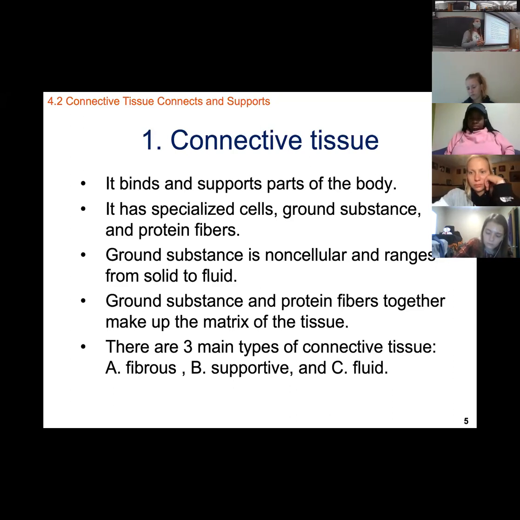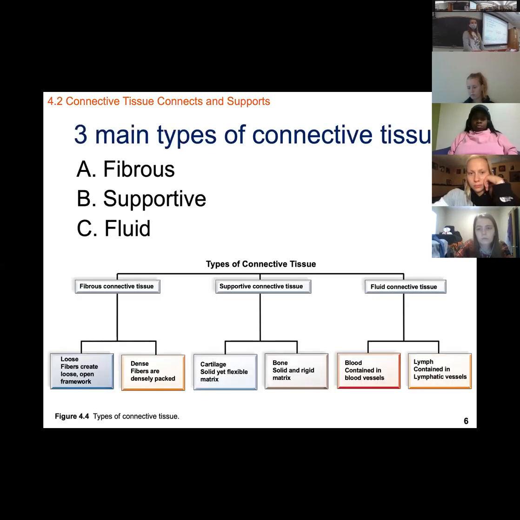So there are different types of fluid, or different types of supportive tissues that help our organs and other living parts of our body survive. There are 3 main types of connective tissue: fibrous, supportive, and fluid. This is a picture in your book, figure 4.4. There are, like it says, the 3 different types here. And then it gives some examples on the bottom.